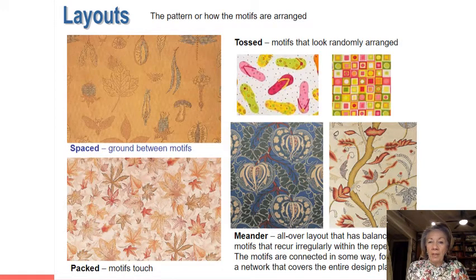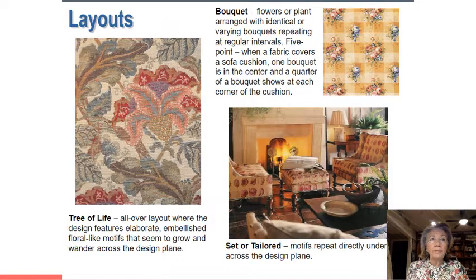Moving on to more layouts. The left one indicates a tree of life layout, and when you look at that, perhaps you're thinking tapestry again. We talked about tapestries earlier on, and this is a fabric that imitates a tapestry. It's also imitating a design feature which is called a tree of life, which is a very traditional design. We'll see some more of those in another slide in a few minutes. That is what we call a tree of life design element, where the design features are elaborate. They're kind of embellished, floral-like, where they seem to grow and wander across the entire design plane.